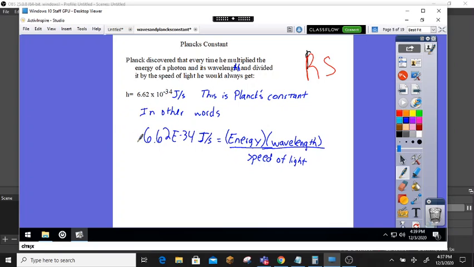So this is the number that we're going to be using. You don't have to worry about the formula here. It's just this little explanation. So this is the number that we're using to measure energy, okay?